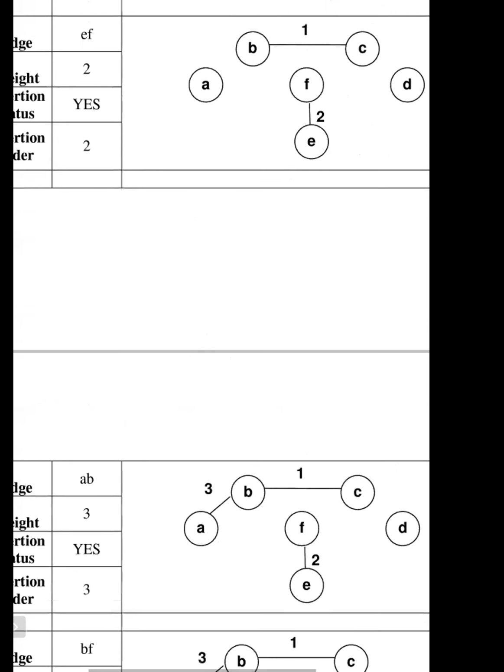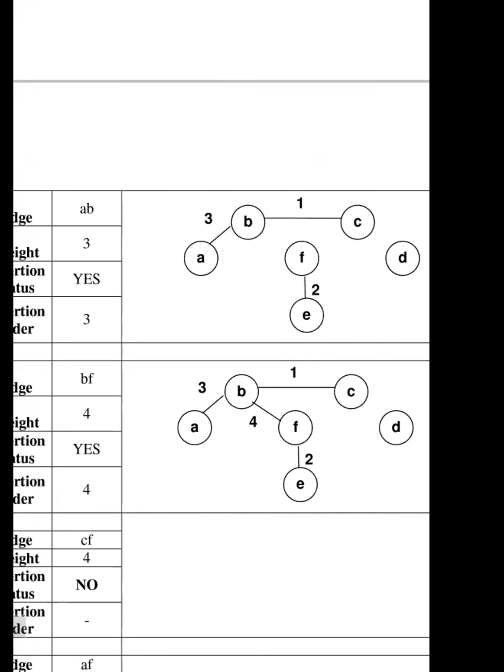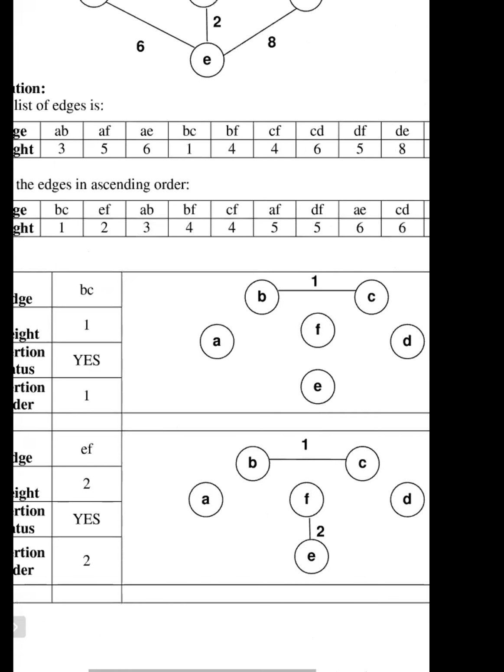Can we draw CF? No, we cannot draw CF, because in this case a circuit will be formed. So there should not be a formation of a circuit. You remember, a tree is an acyclic graph. Acyclic means a tree is a circuitless graph. A tree never contains a circuit. A circuit is basically a closed loop. So there should not be formation of a loop at any stage. So we cannot take the CF edge. If we take CF, it will form a loop.